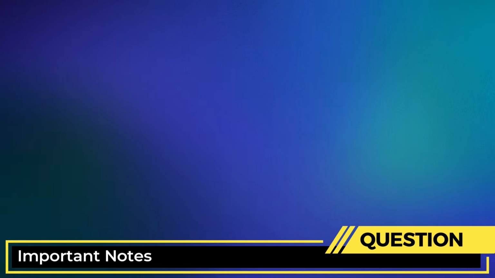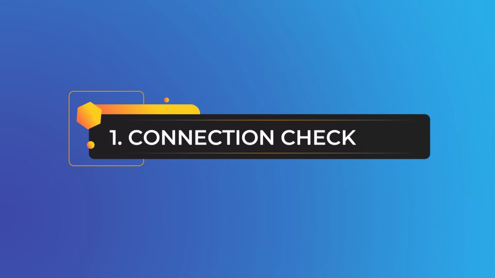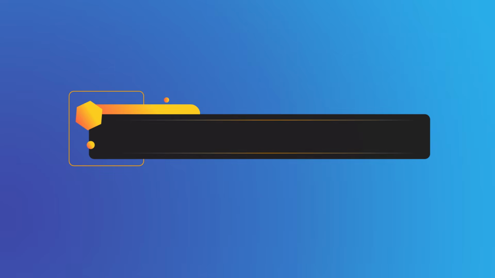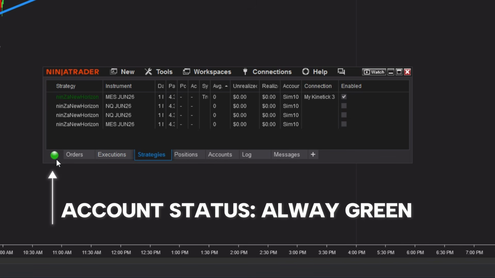Next, let's go over a few important notes you should understand when using New Horizon. These guidelines will help ensure the system operates properly and help you avoid common situations that may impact trading performance. First, always make sure the system connection status remains green. This indicates that New Horizon is properly connected and able to monitor the market and execute trades as intended. If the status changes to red or gray, the system will not be able to enter new trades. As a result, you may miss potential trading opportunities, including winning trades that were identified but could not be executed due to the connection issue.